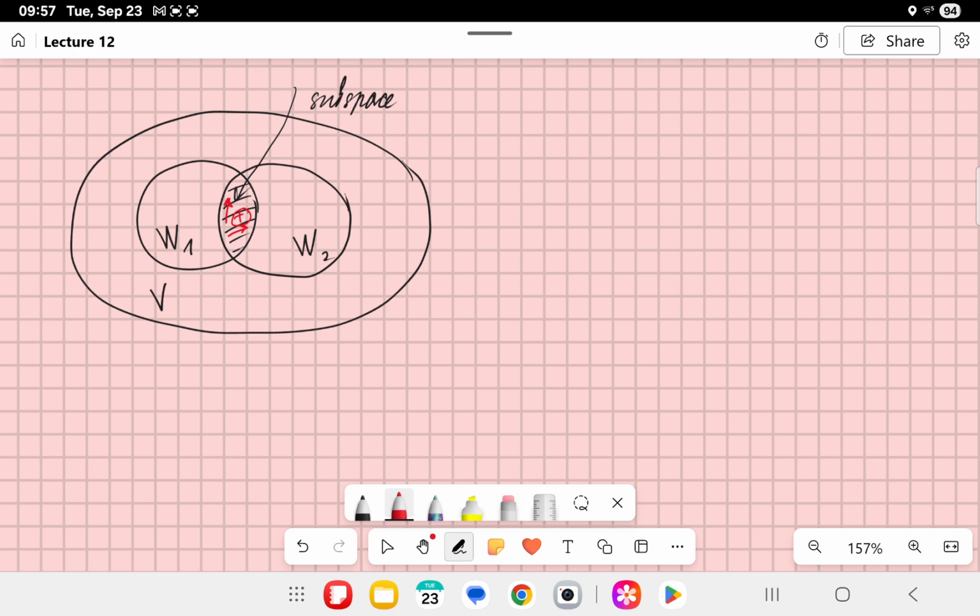If you multiply a vector inside of this intersection by a constant, first it's supposed to belong to W1, second it's supposed to belong to W2, just because it at the same time belongs to both of them. The scalar multiplication is not going to change that. Now guys, there is going to be an important theorem about what we're supposed to check if we want to verify that something is a subspace.